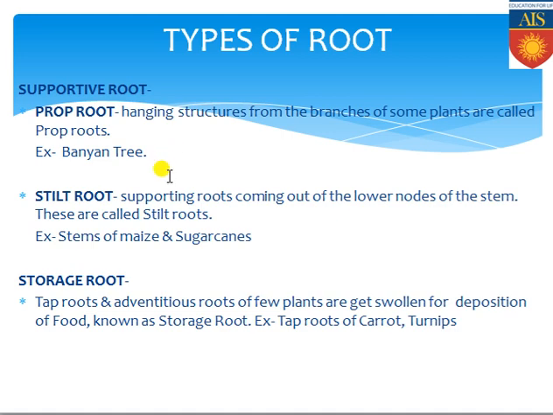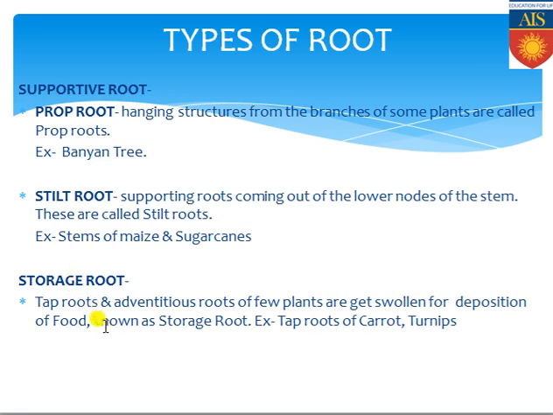If you go for the stilt root, you can understand that this is also a type of root which comes out from the lower nodes of the stem, and these are commonly called stilt roots. For example, in maize and in sugarcane, you can see this kind of root, which comes out from the lower nodes of the stem and is distributed in all directions, and they help the plant to stand erect.